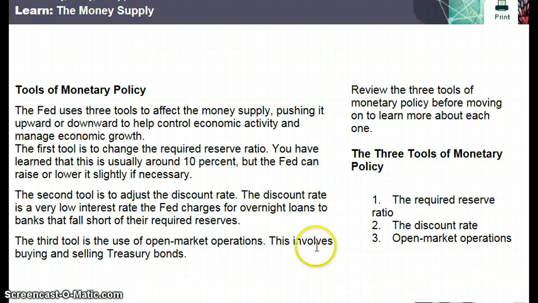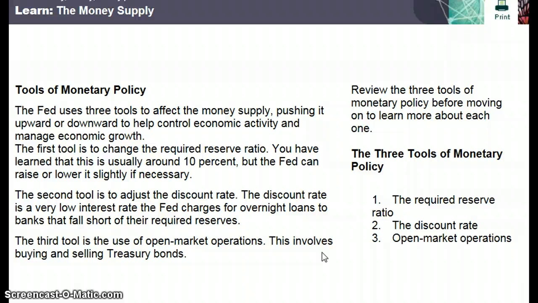Tools of monetary policy. The Fed uses three tools to affect the money supply: pushing it upward or downward to help control economic activity and manage economic growth. The first tool is to change the required reserve ratio. You have learned that this is usually around 10%, but the Fed can raise or lower it slightly if necessary.